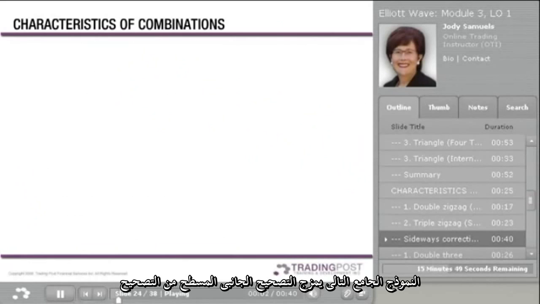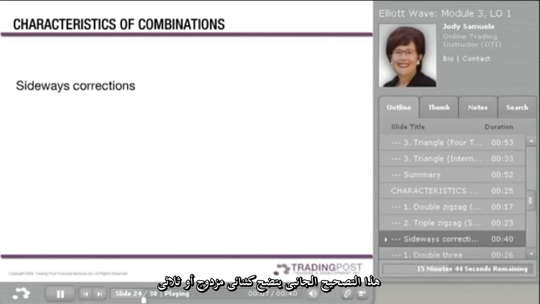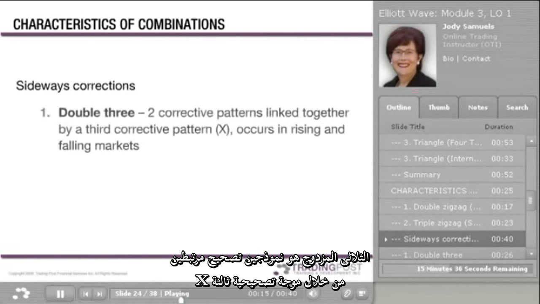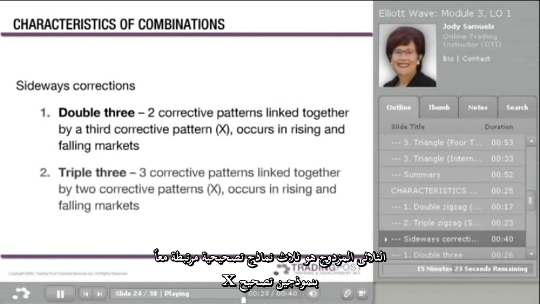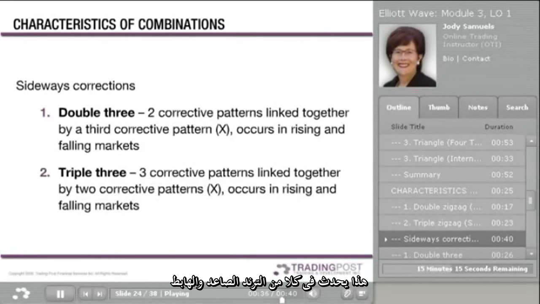A second combined pattern combines the flat sideways family of corrections. These sideways corrections can unfold as double threes or triple threes. A double three is two corrective patterns linked together by a third corrective pattern X. It occurs in both rising and falling markets. A triple three is three corrective patterns linked together by two corrective patterns X. It occurs in both rising and falling markets.